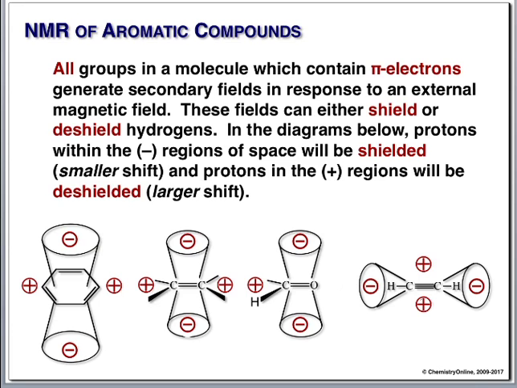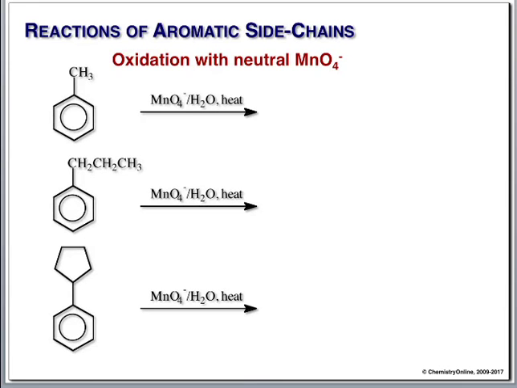All right, let's talk about some chemistry here. We have benzene derivatives. What can we do with them? We're going to talk about adding to benzene rings in just a little bit, but let's deal with side chains. The first reaction that I want to deal with is oxidation with potassium permanganate, MnO4. Permanganate is a very powerful oxidizing agent. With neutral permanganate, we can take a carbon that's attached to a benzene ring, as long as it has one hydrogen in this position, the benzylic position, and we can oxidize it.